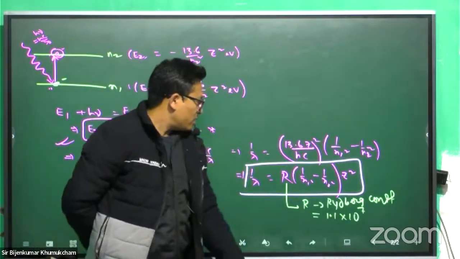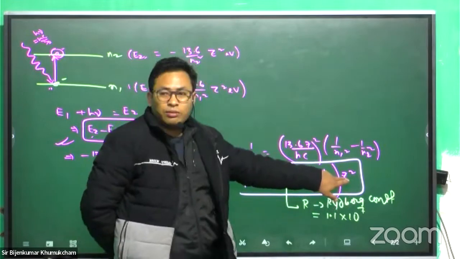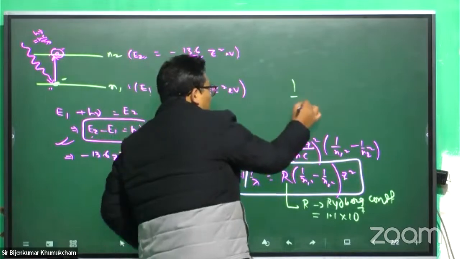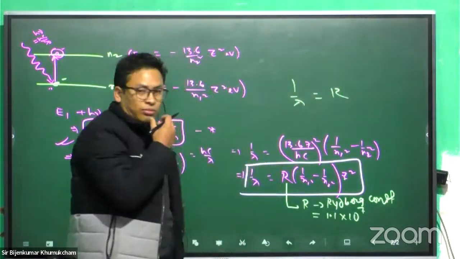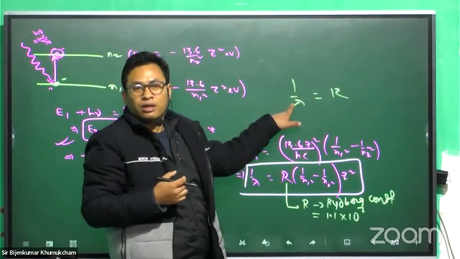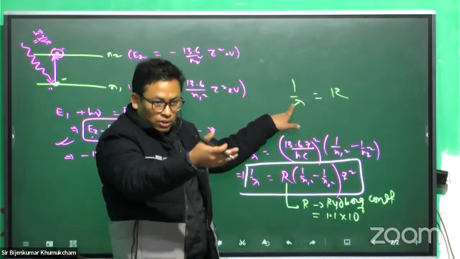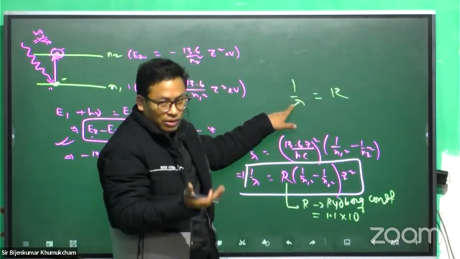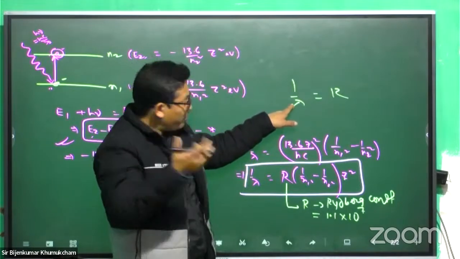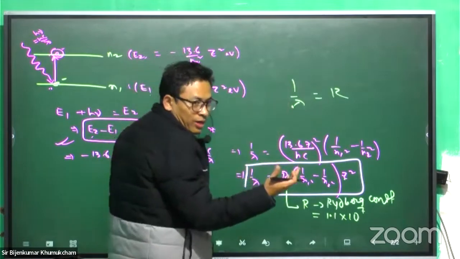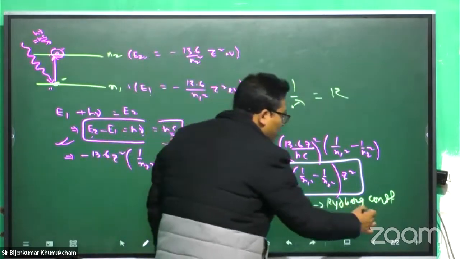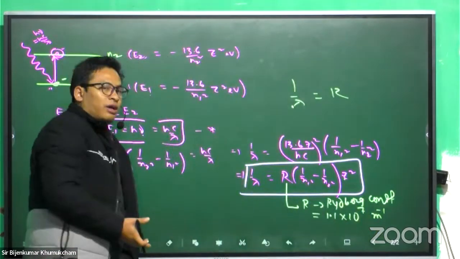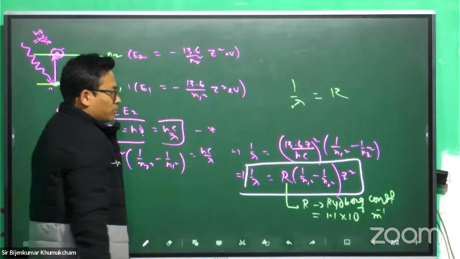Z has no unit and 1 by n has no unit. So the unit of R is the unit of 1 by lambda. Lambda is the wavelength, and wavelength is measured in meters. So the unit is per meter. Good, 1.1 times 10 to the power 7 per meter.